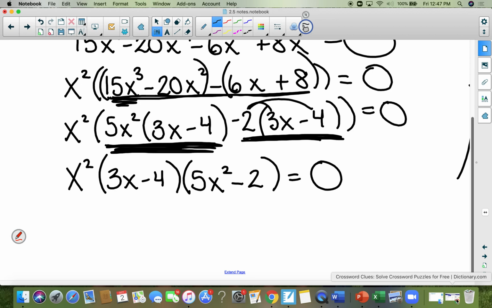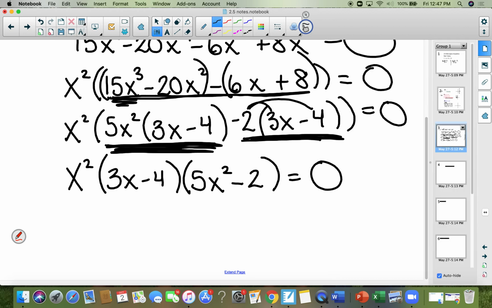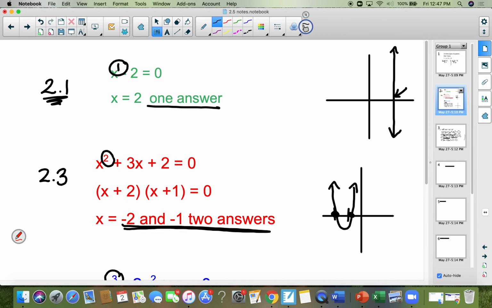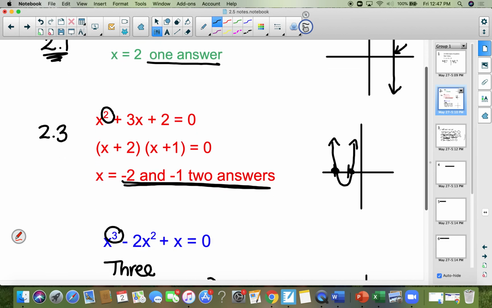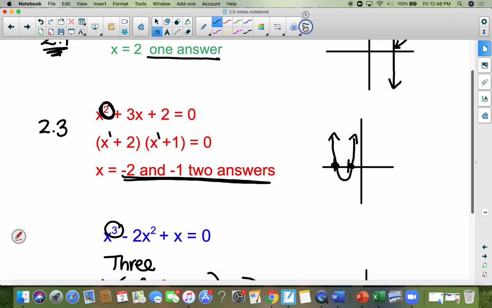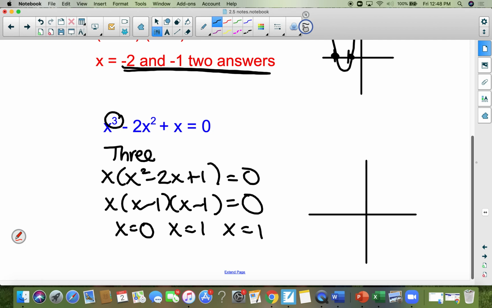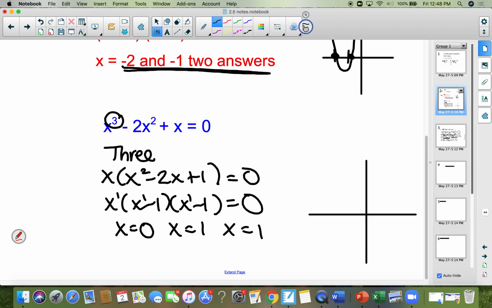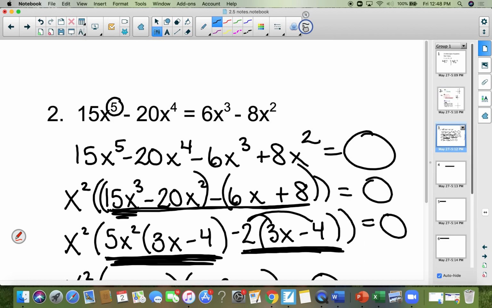I just want to go back to the last page really quick. I kind of explained to you when we do quadratics that you take the 2 and you break it down into the 1 so that you can solve the problem. If you have 3 answers, you want to break it down so that you can solve the 3. And do you see what I did? I broke it down into 1s. So that's kind of what we're doing. We're slowly breaking down x to the 5th.